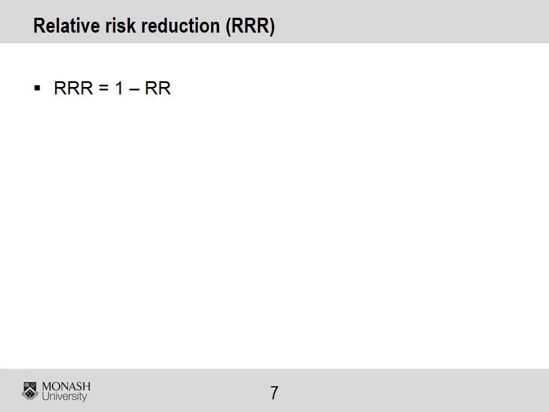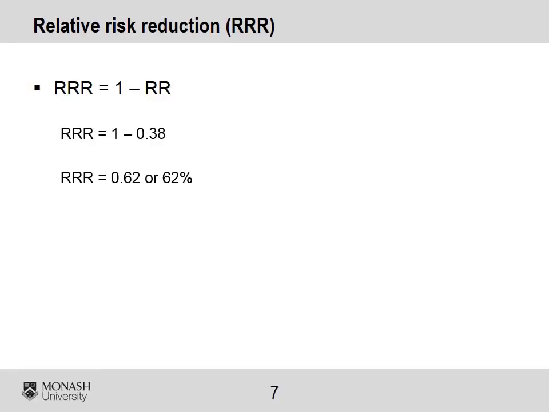So the next measure to consider is relative risk reduction. In the previous slide we were able to calculate a relative risk of 0.38, but what does that mean? How do you communicate that? One way to communicate it is through relative risk reduction. By calculating 1 minus 0.38, we get a relative risk reduction of 0.62 or 62%.